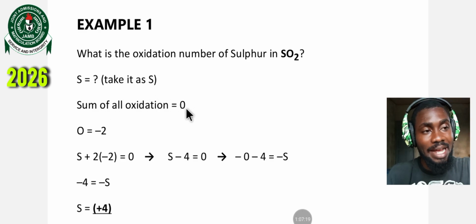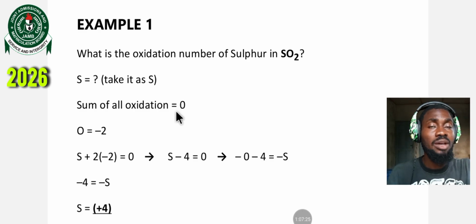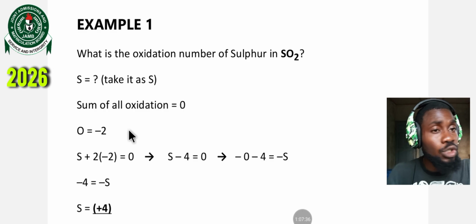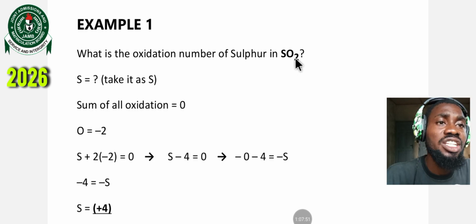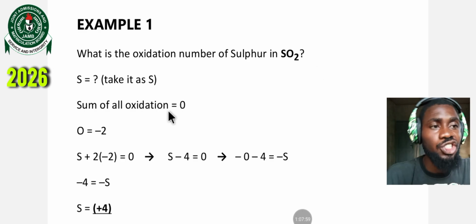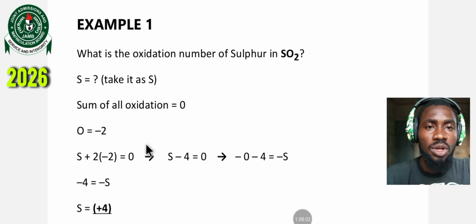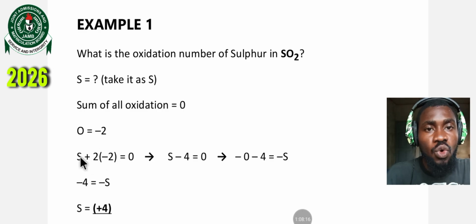Sum of all oxidation numbers is always equal to 0. Oxygen is equal to -2. That's the charge of oxygen. But remember, here, oxygen is having subscript 2. So this 2, you are going to use to multiply the charge of the element. Any number the element is having, you are going to use it to multiply the charge.